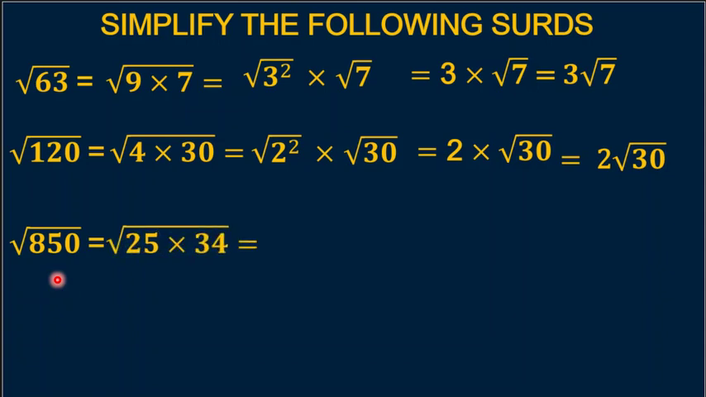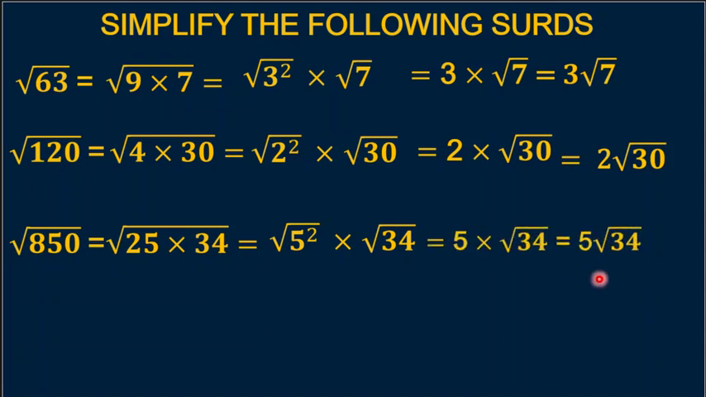Alright, 850 is 25 times 34. 25 times 34 gives us 850. Now we can separate all of this. 25 can be expressed as 5 to the power 2. 5 times 5 gives us 25. And then 34 can't be reduced any further in a surd form. Now we know square root of 5 squared is 5. And so eventually we get 5 root 34.